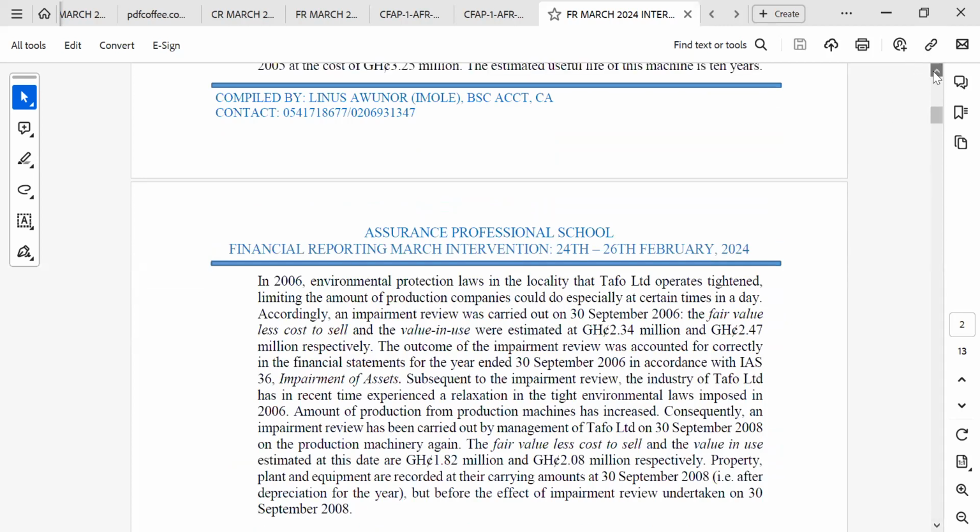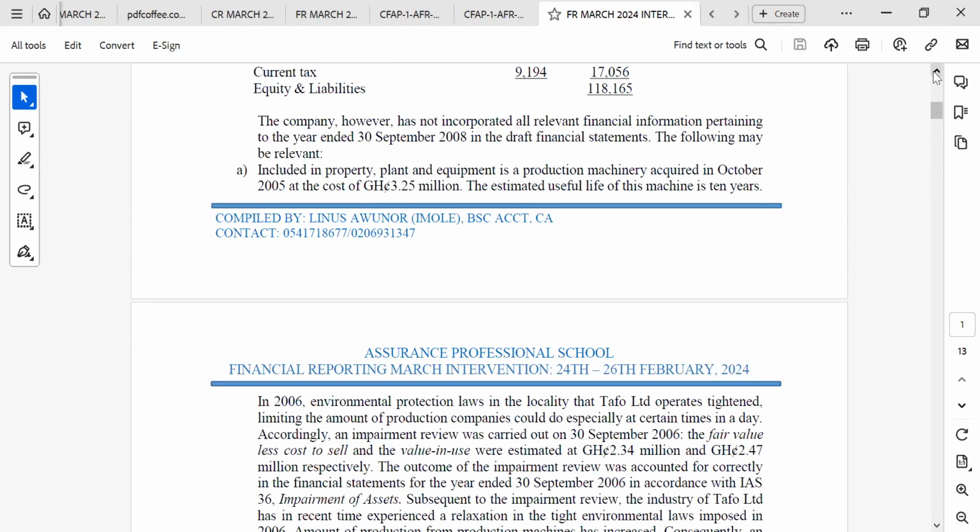So footnote A. Included in PPE is a production machinery acquired in October 2005 at a cost of 3.25 million. The estimated useful life of this machine is 10 years. In 2006, environmental protection laws in the locality that Tafo Limited operates tightened, limiting the amount of production companies could do, especially at certain times in a day.